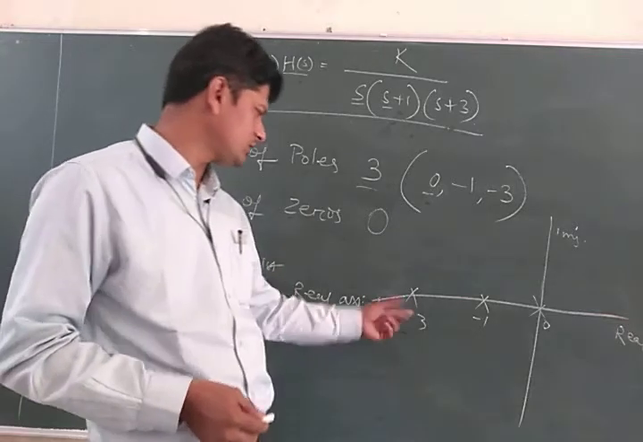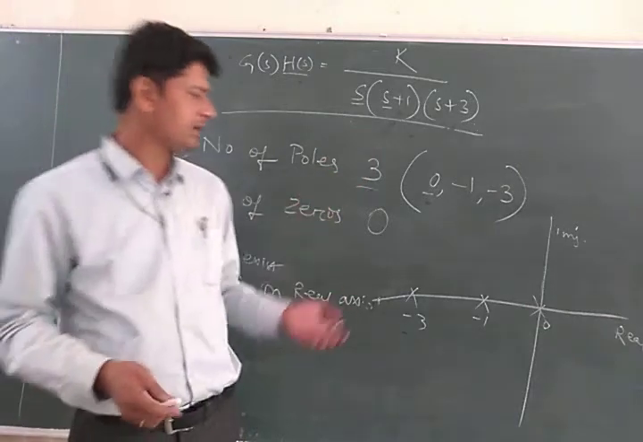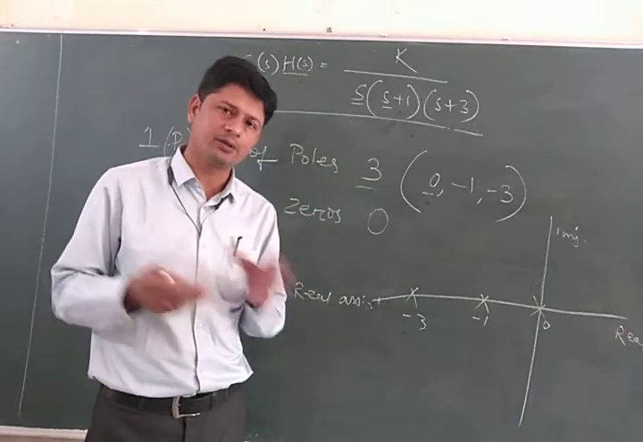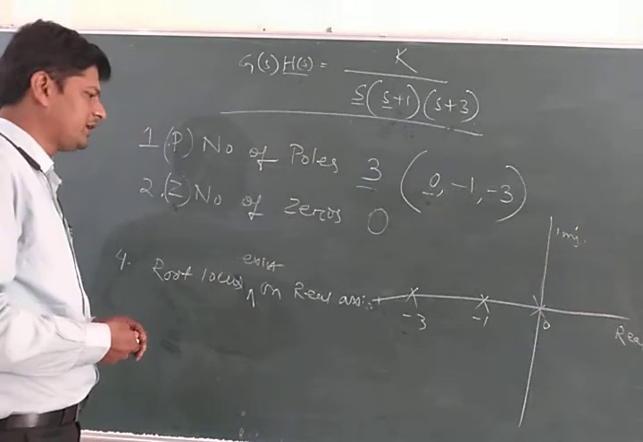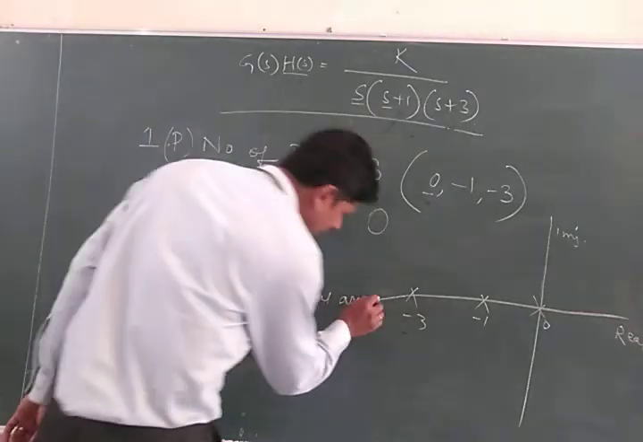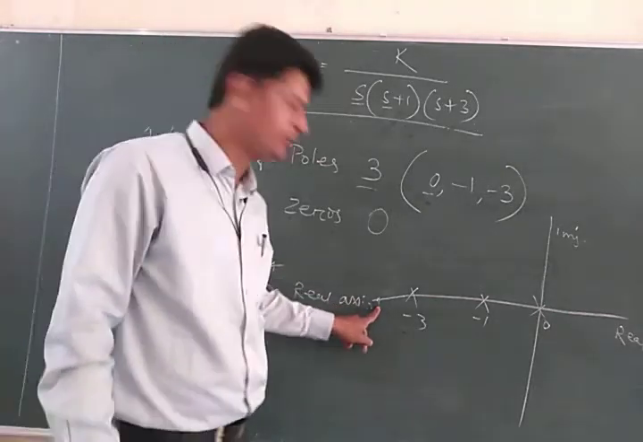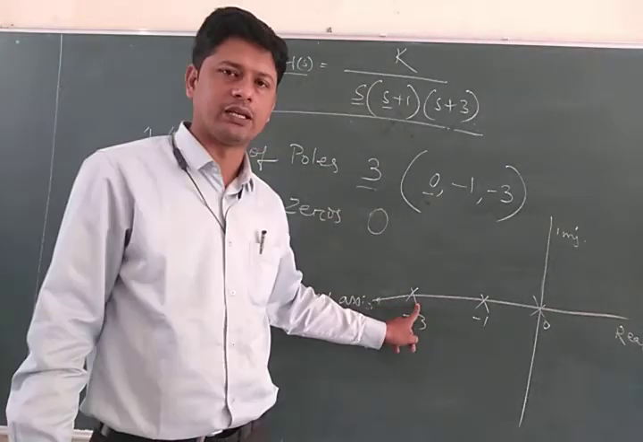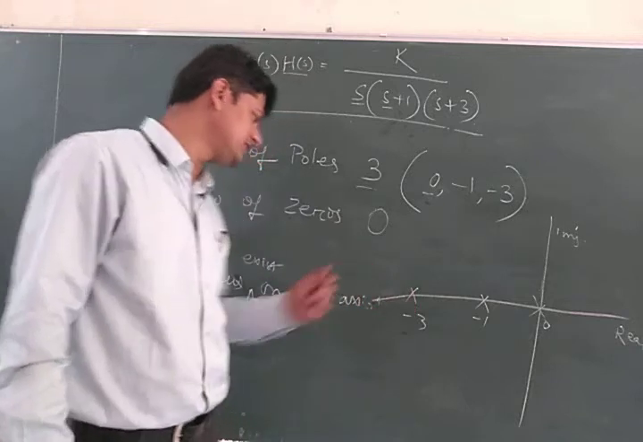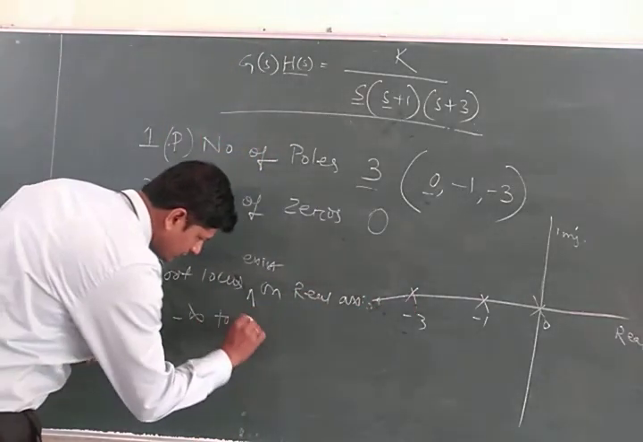So total number of poles, you can see 1, 2, 3. Three poles are there, no zeros are there. So the total number of poles and zeros becomes 3, and 3 is an odd number. As per the statement, root locus exists at this section, and the same condition can be extended from -infinity till -3. So the root locus exists between -infinity and -3.